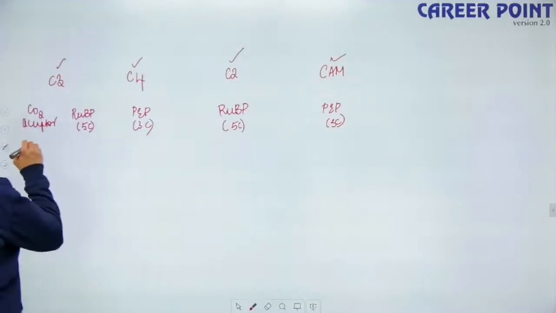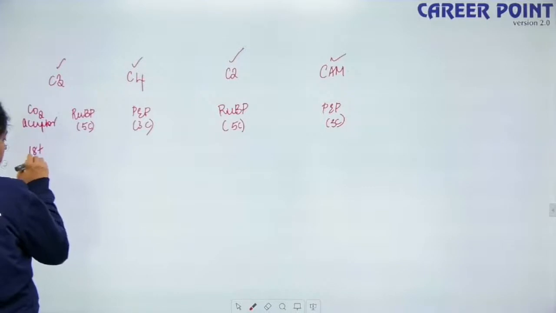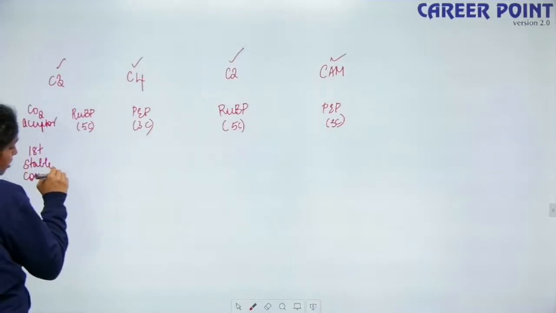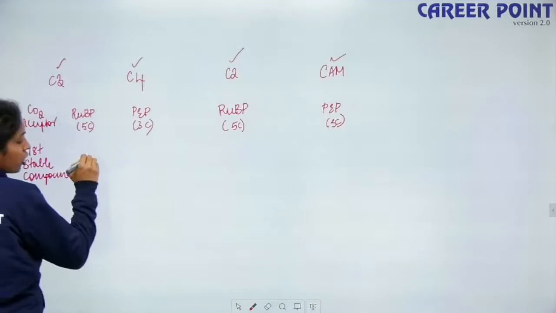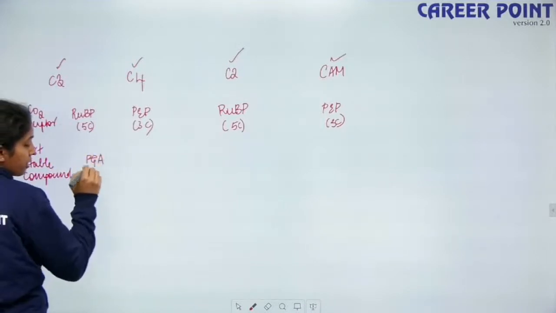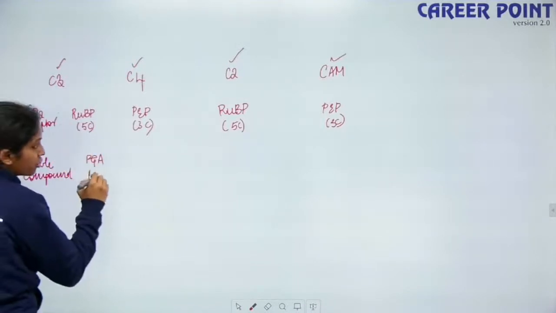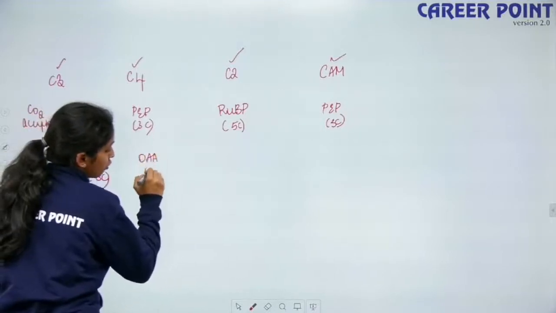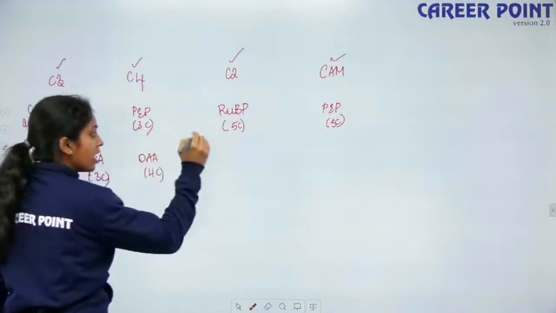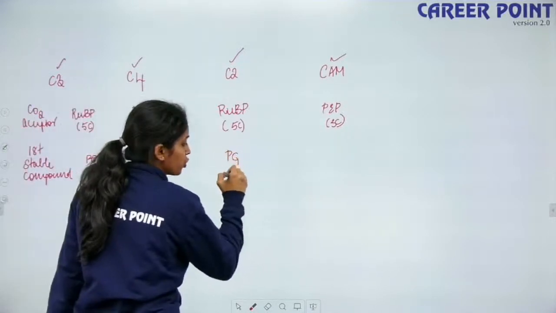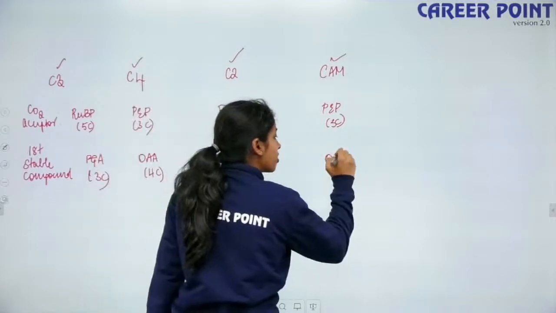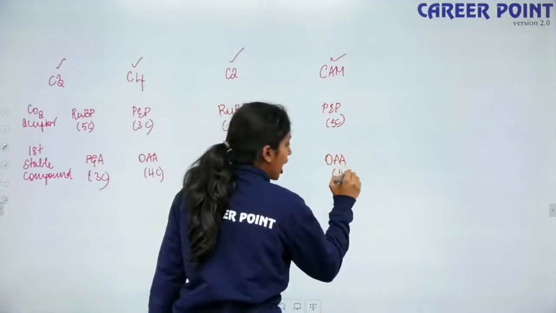Okay, so what is the first stable compound? Here the stable compound is phosphoglyceraldehyde, which is a 3-carbon compound. Here it is oxaloacetic acid, a 4-carbon compound. Here it is phosphoglycerate, which is a 2-carbon compound. And here it is again oxaloacetic acid, a 4-carbon compound.